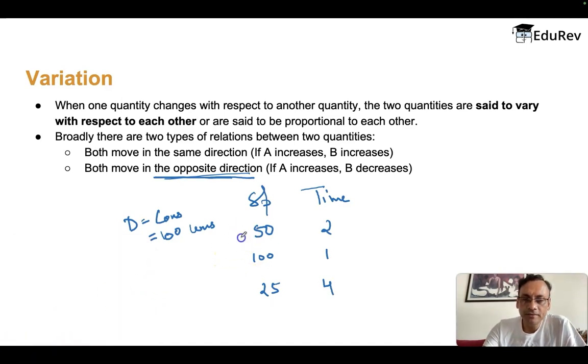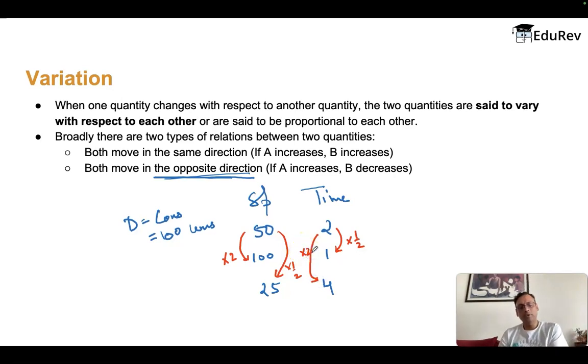doubled my speed, my time taken has become half. Right? And when I have made my speed half, my time taken has become double. Okay. So here, this is moving in the opposite direction. And this is a case of inverse variation.